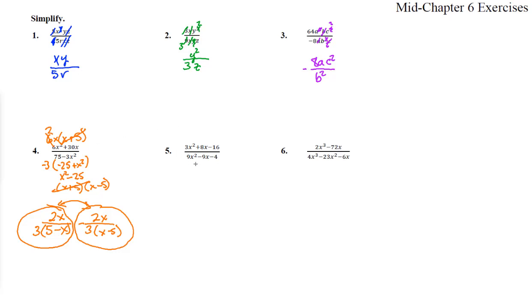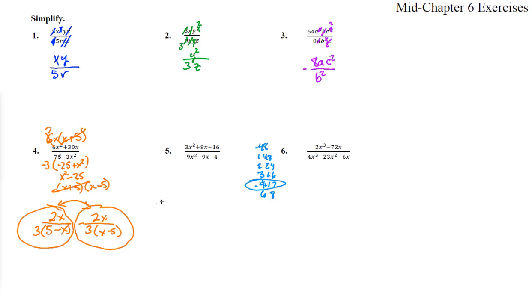Number 5. This looks like an AC method on the top and an AC method on the bottom. All right, let's come over here. 3 times negative 16 is negative 48. So 1 and 48, 2 and 24, 3 and 16, 4 and 12, 6 and 8. And it's a negative. So one of these, let me see, it looks like 4 and 12 will subtract to 8.